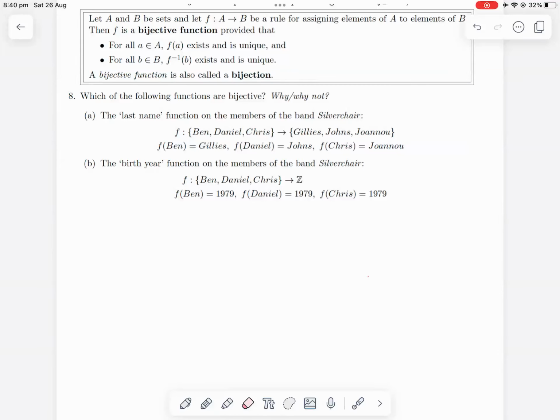All right, guys. So we're going to start from question 8 now. So we see that this function, the first one is Ben, Danielle, Chris, and Ben goes to, by F, this guy.